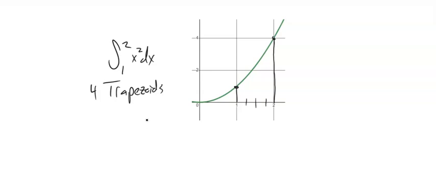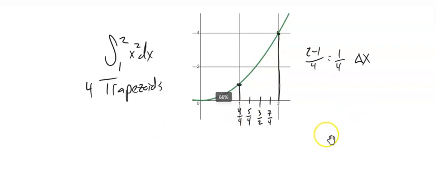Again, I could go 2 minus 1 divided by 4, which is 1/4. There's my change in x. That's how long one of these bases is going to be. This is 4/4. I'm going by fourths. So 5/4, 6/4, 7/4, 8/4. So there's my partitions. And now when we do trapezoids, we use all the points and we make trapezoids. So there's a trapezoid, and each of these trapezoids is shaped like this.